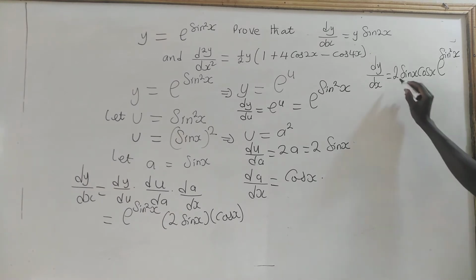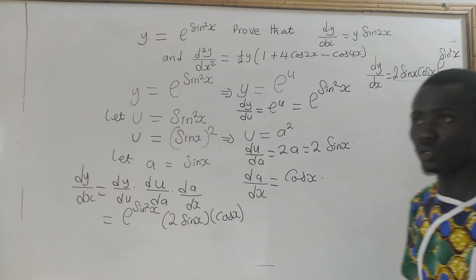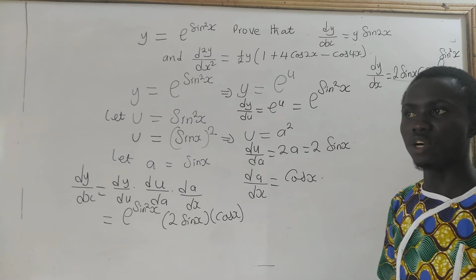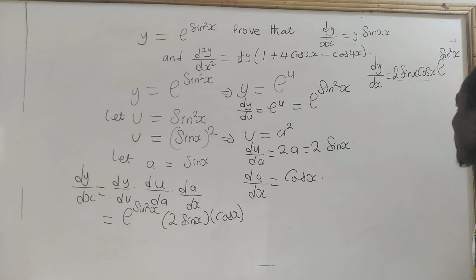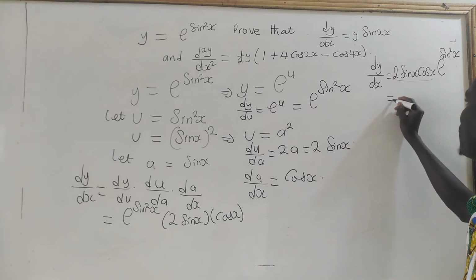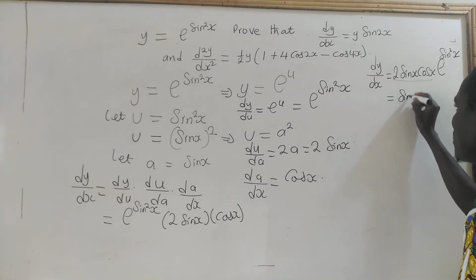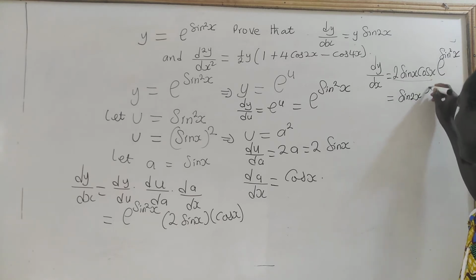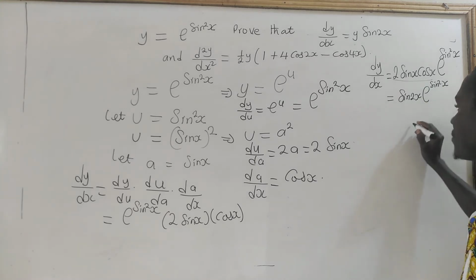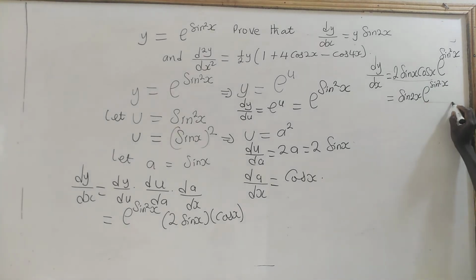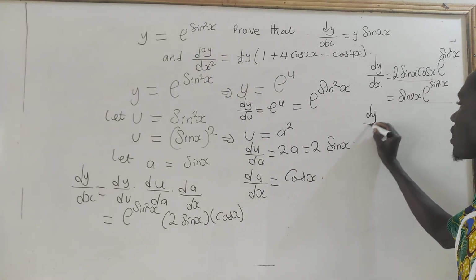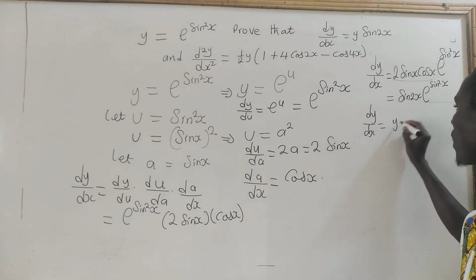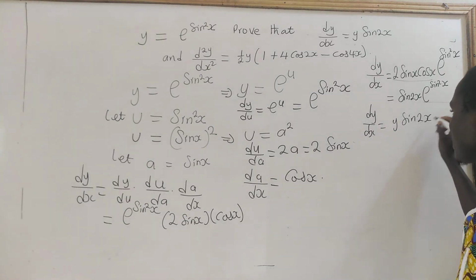Now, check the description for my video on the identity of the sine function, proving the identities for the sine function. You will see that this is simply sine 2x. Then you have e to the power sine squared x. But what is e to the power sine squared x? That is the original function. So the derivative of y with respect to x is equal to y times sine of 2x.